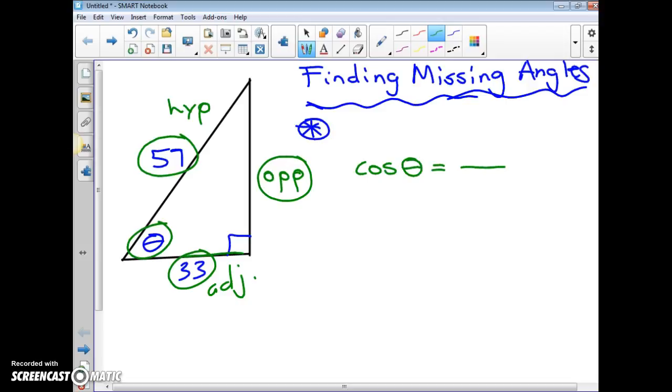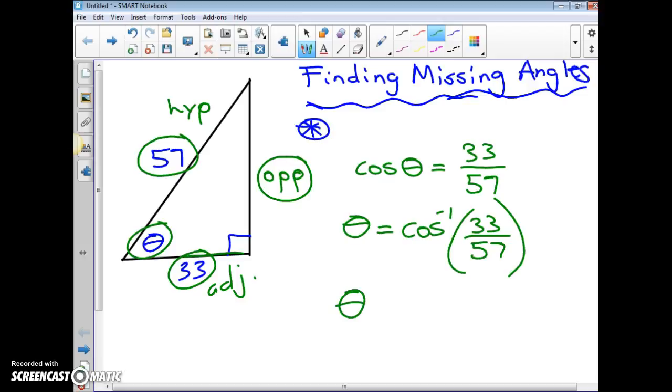I'm going to set up that ratio. It's going to be 33 over 57. Now, theta is going to be equal to inverse cosine 33 over 57. This is the part where a calculator is most useful. We're going to round to the tenth place in this. So you take your calculator and you're going to do 33 over 57. And I'm getting about 54.6, rounding to the tenth degree.